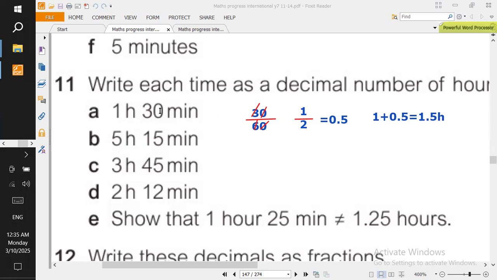So 1.5 hours. Same idea here, 15 over 60. You find the decimal, which is 15 over 60, which is 1 over 4, which is 0.25. So it's going to be 5.25, like this, hours. Same idea with all of them. Find the decimal of the minutes and then add it to the hours like this and write it as a decimal for hours. Now let's move on to the next question here.